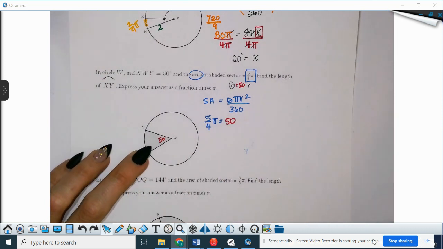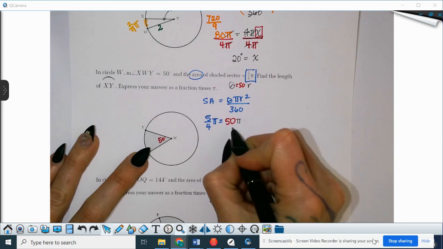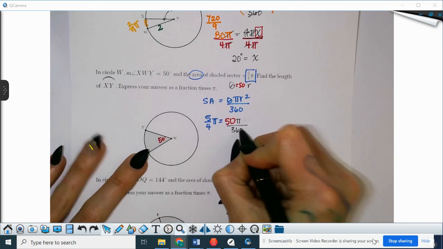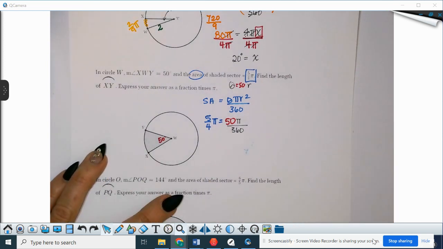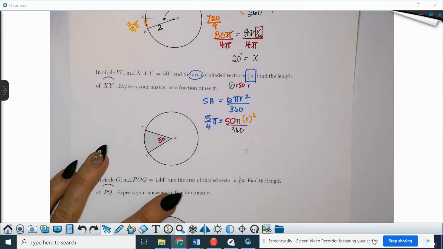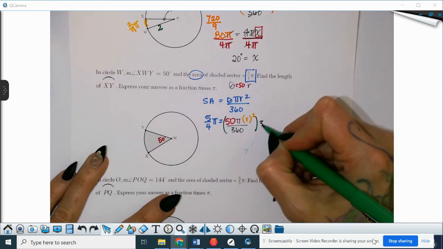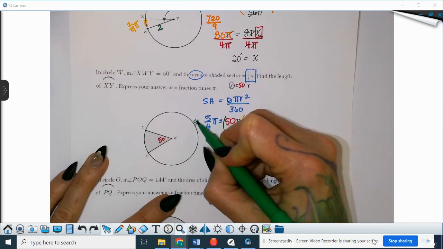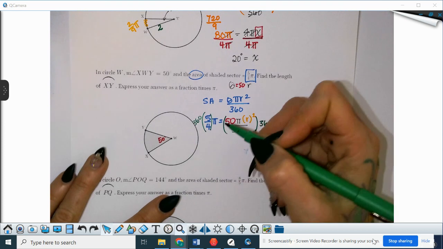Pi is its own number. It'll happen in every equation. It can't be what's missing. The 360 again happens in every equation. Can't be what's missing. And then our r is missing, r squared. So again, 360 is in the basement. So we're going to multiply by 360 on both sides. So 360 times 5 divided by 4.